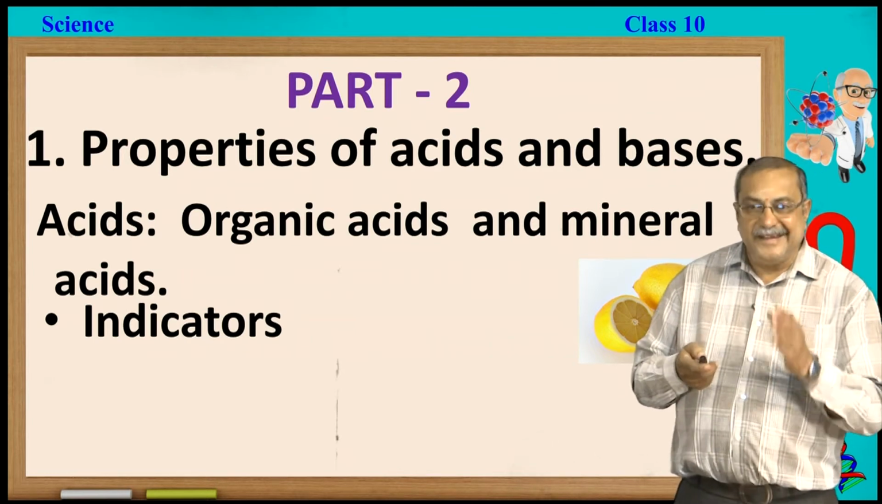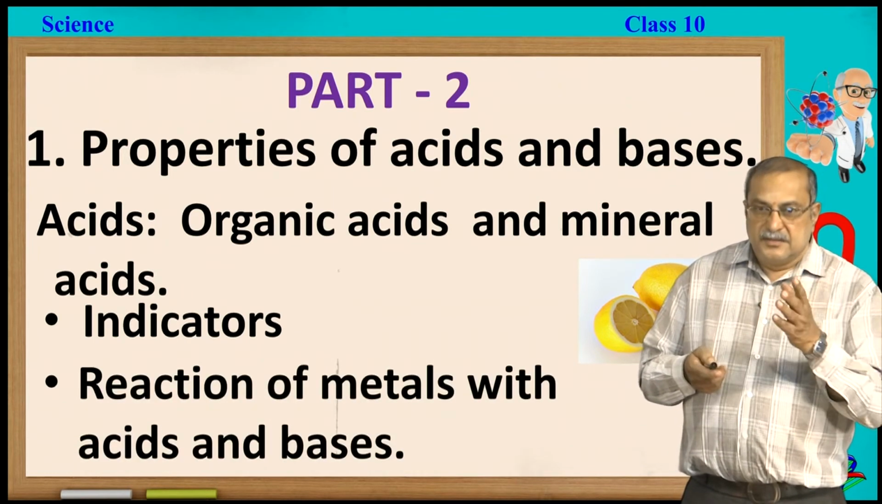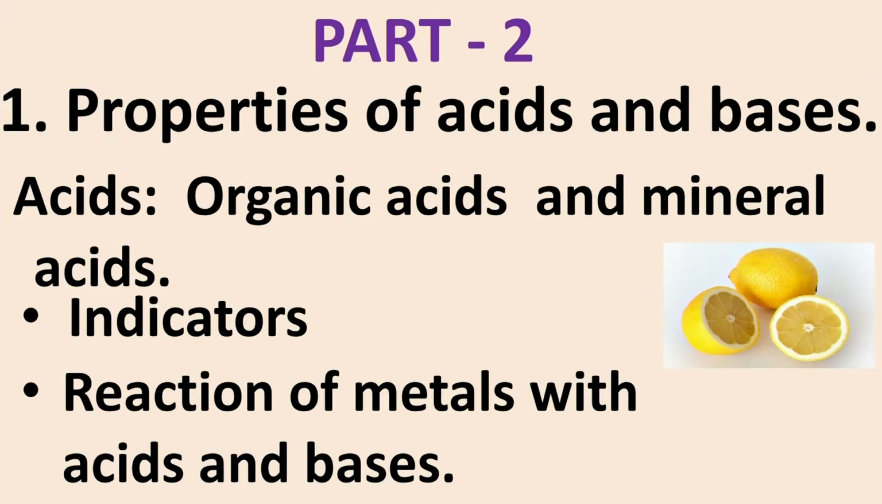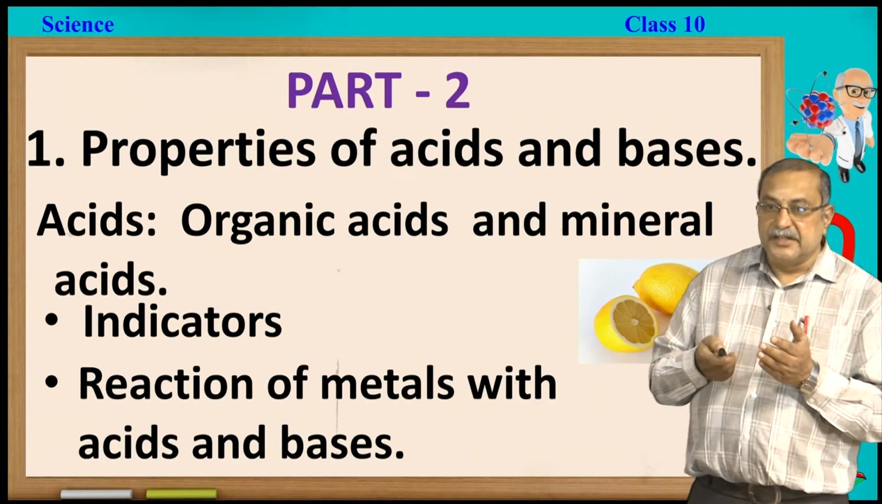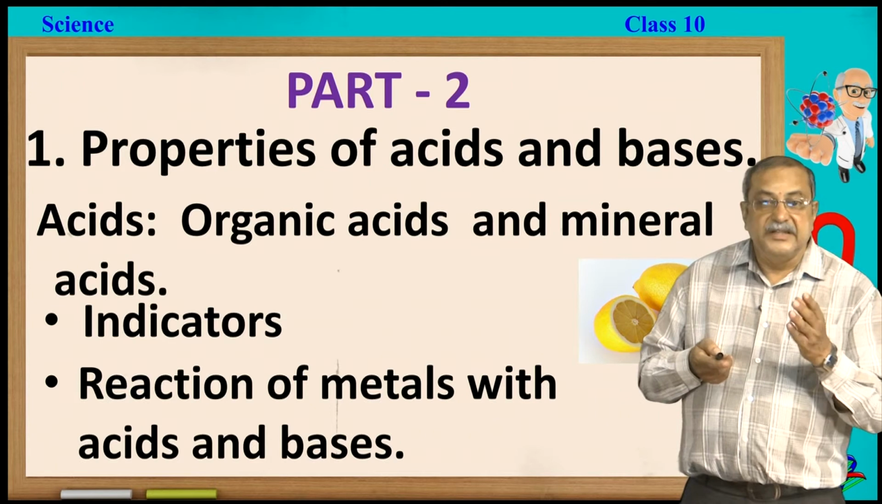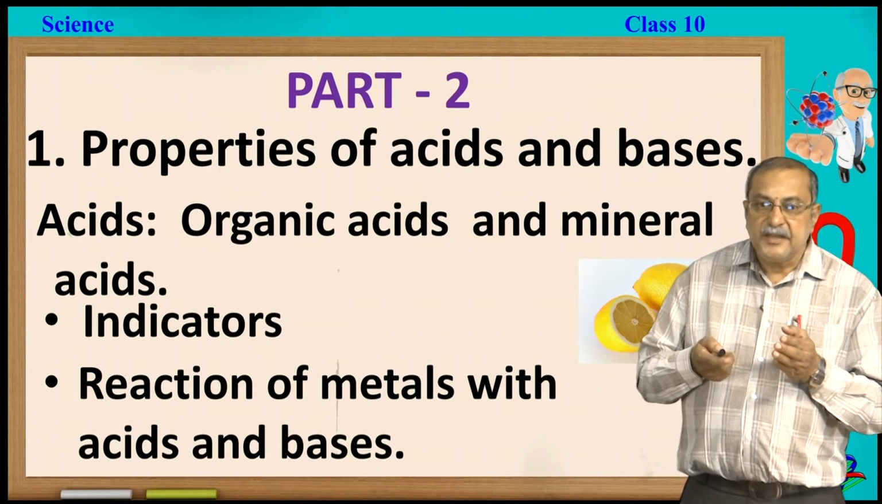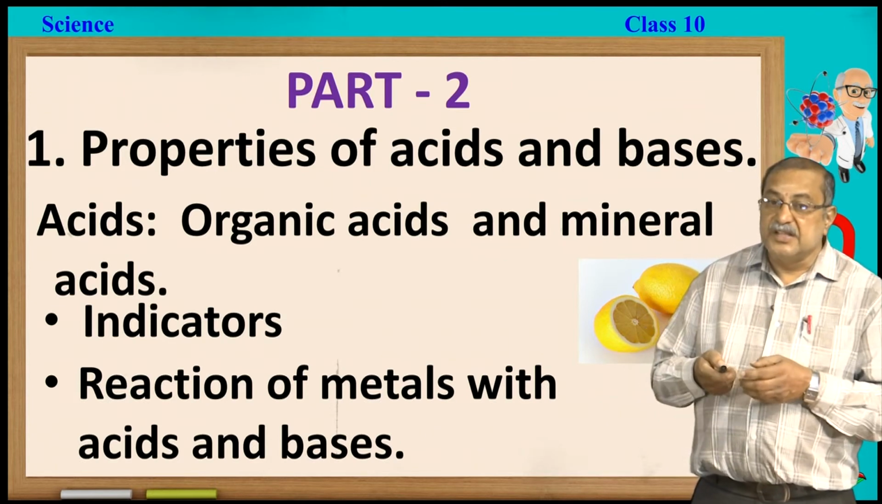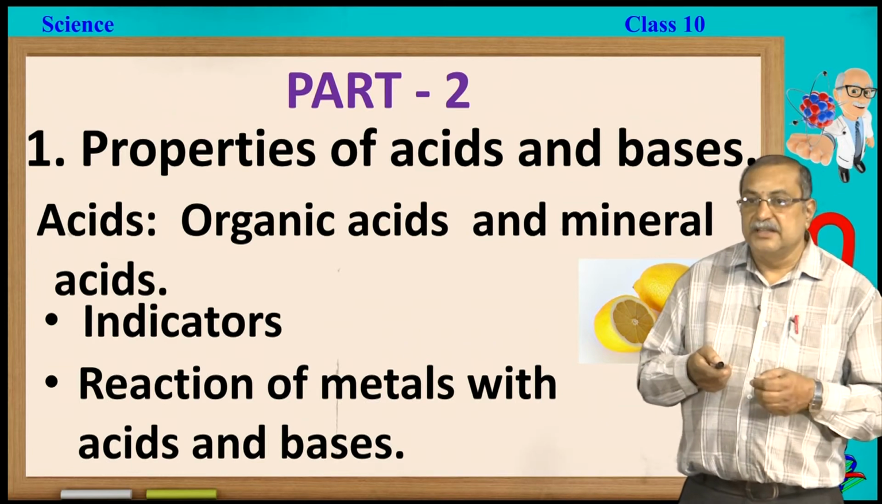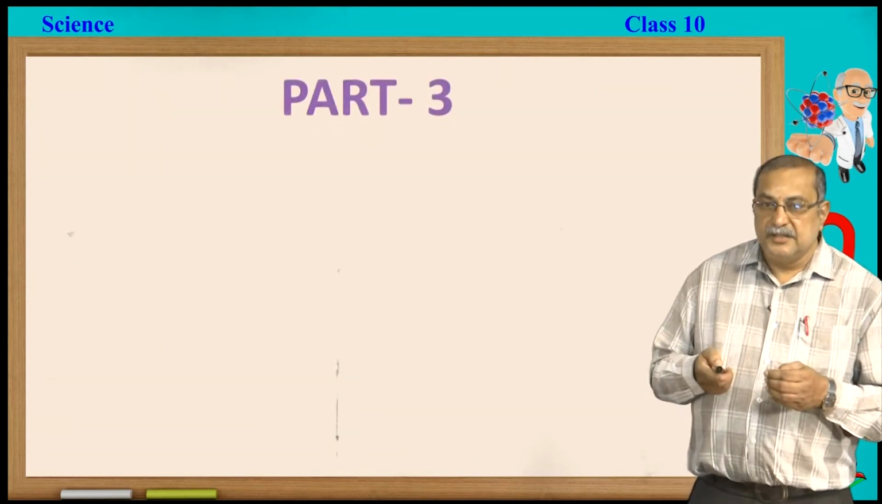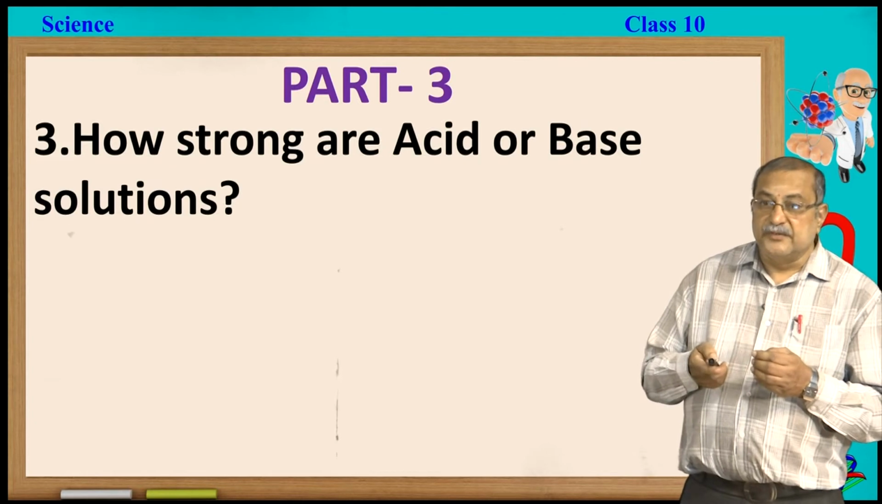By using indicators. There are two types, natural indicators and synthetic indicators, such as blue litmus, red litmus, phenolphthalein indicator, methyl orange, like that many indicators we have learned. Next, the reaction of metals with acids and bases we learned in the first part. In the second part we learned the same.